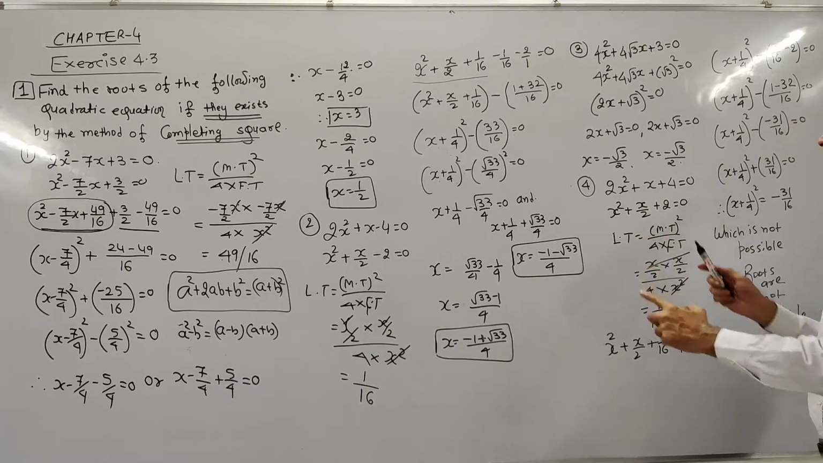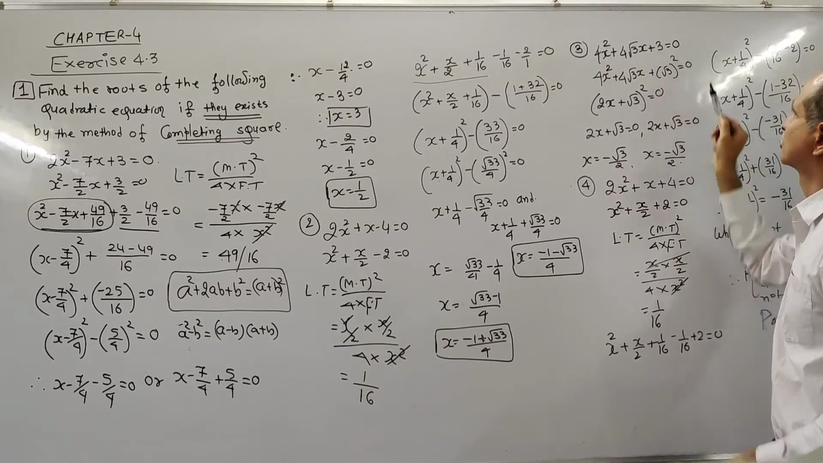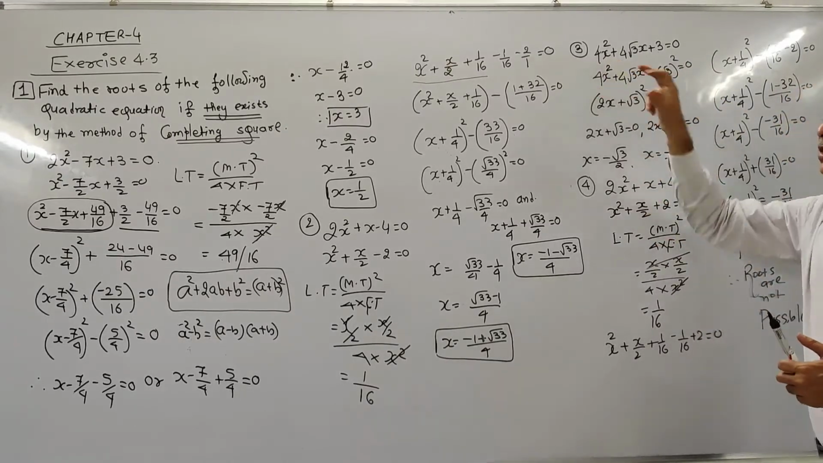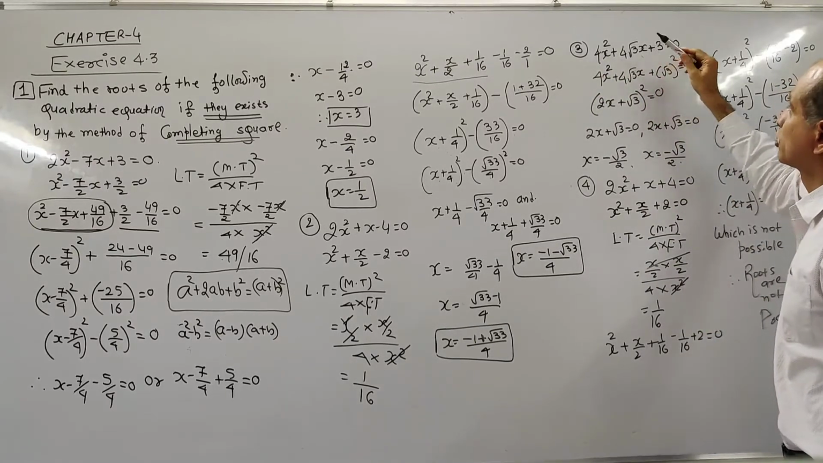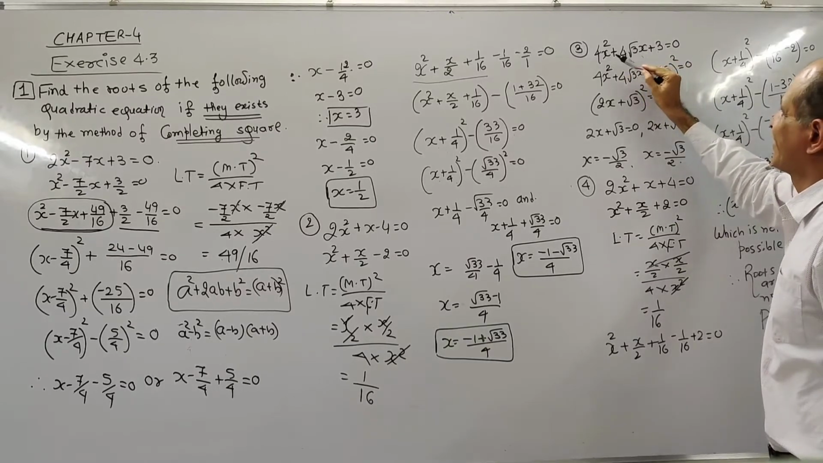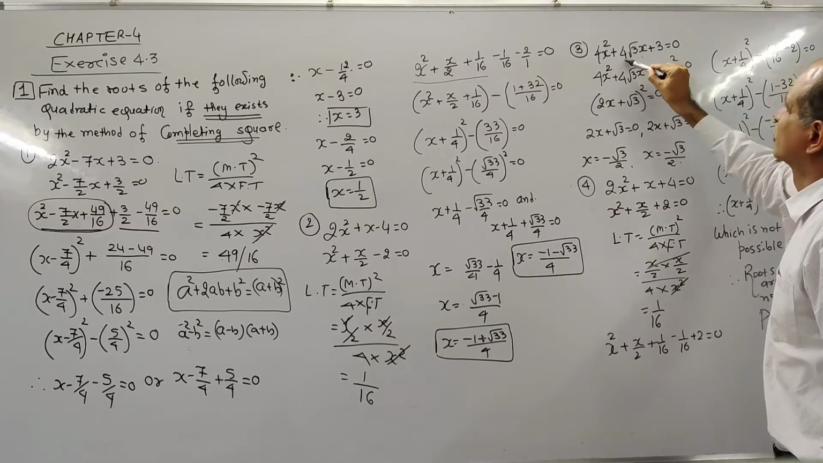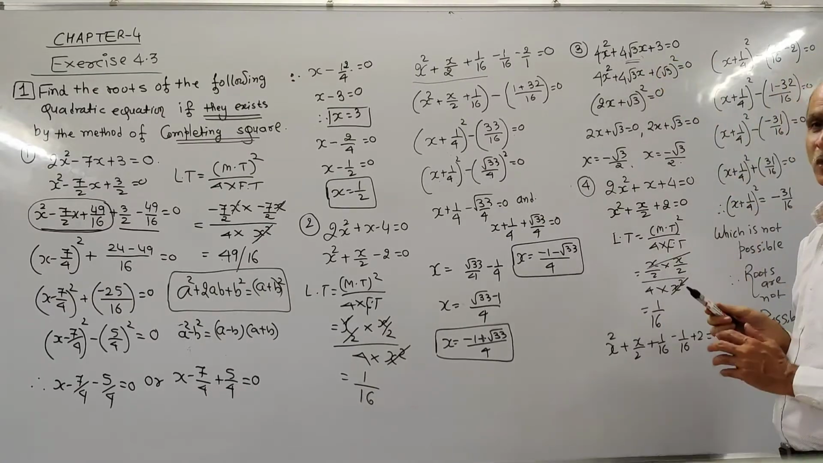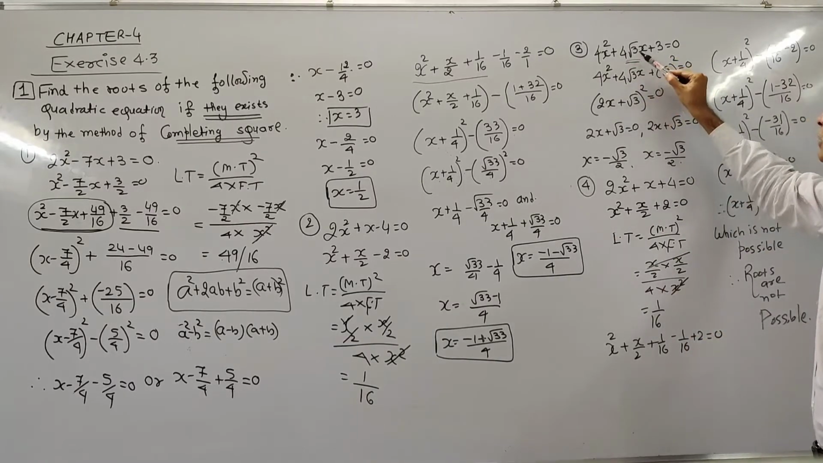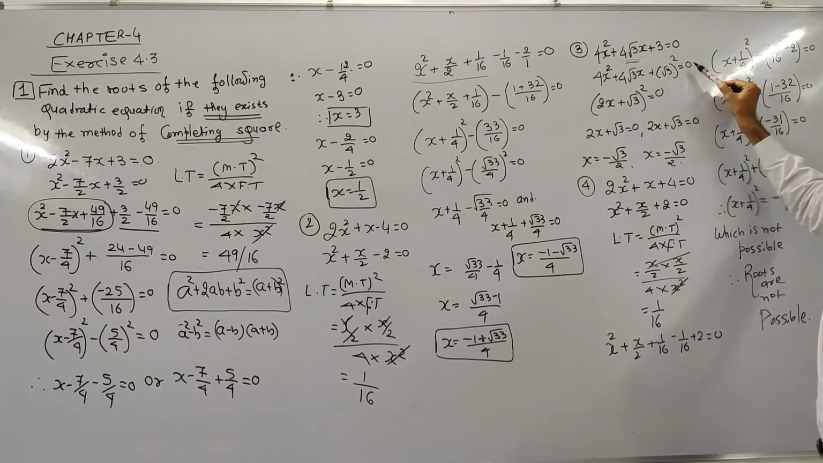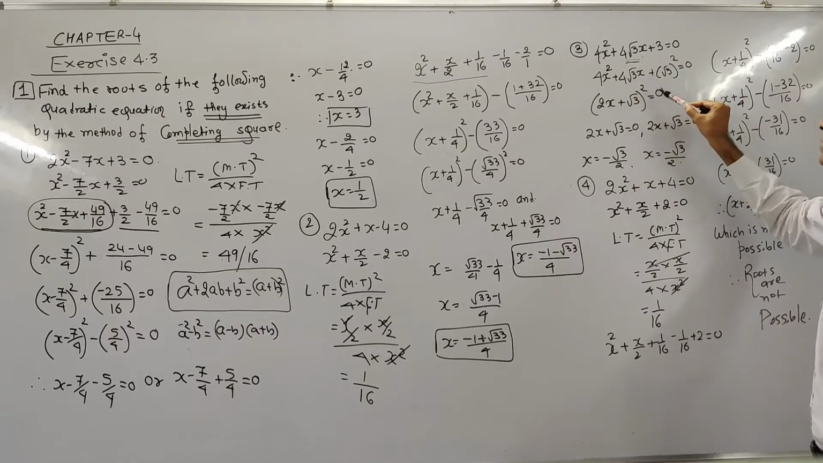Now let me start the third example. 4x square plus 4 under root 3 x plus 3 is equal to 0. Oh, the first term is already a perfect square. And if you find the middle term, it is a true middle term, because 2 into under root 4x square means 2x, and the square root of 3 is under root 3. So the middle term is 4 under root 3 x. So it is already in the perfect square form. So a square plus 2ab plus b square is equal to 0. So you get 2x plus root 3 whole square is equal to 0.